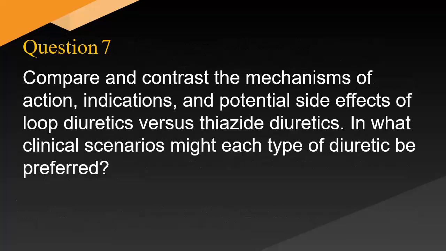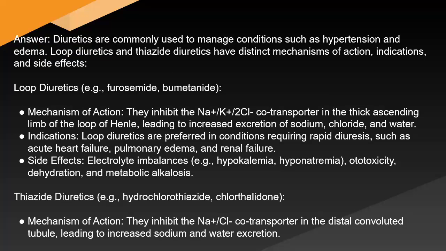Compare and contrast the mechanisms of action, indications, and potential side effects of loop diuretics versus thiazide diuretics. In what clinical scenarios might each type of diuretic be preferred? Answer: diuretics are commonly used to manage conditions such as hypertension and edema. Loop diuretics and thiazide diuretics have distinct mechanisms of action, indications, and side effects.